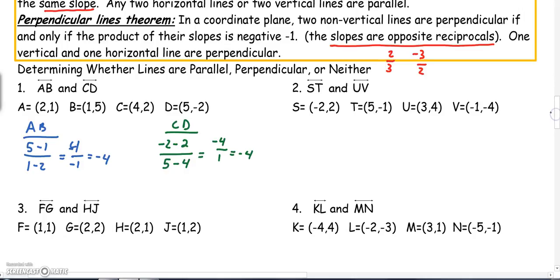Because these lines are the same slope, we are going to say that line AB is parallel to line CD.